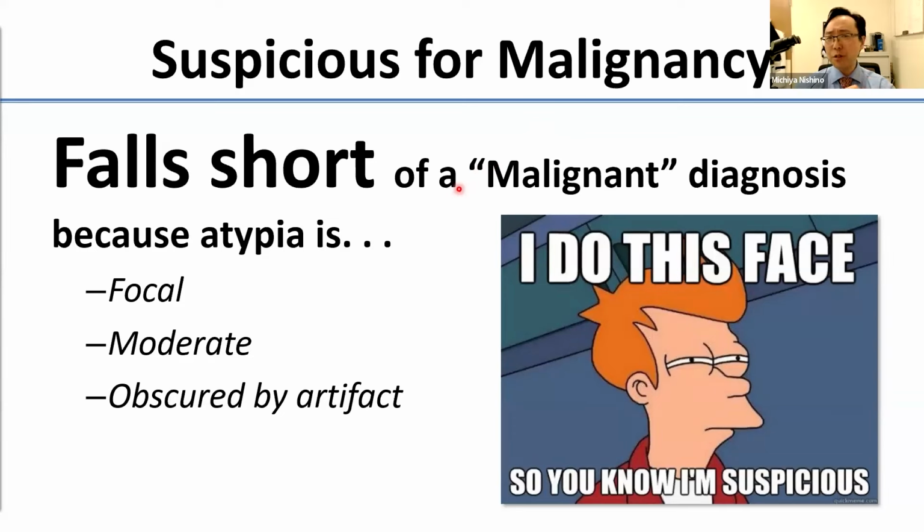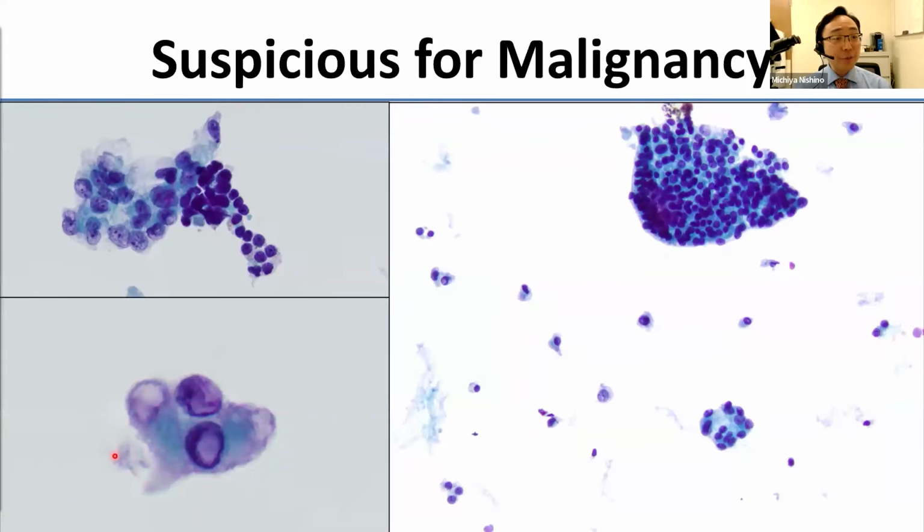Now, along the same lines, aspirates that we classify as suspicious for malignancy demonstrate cytologic features that are worrisome for cancer. And we're usually talking about papillary carcinoma here. But the sample falls short of a malignant interpretation because of quantitative or qualitative reasons. And some examples include aspirates where there's marked nuclear atypia. I mean, just look at that intranuclear pseudo-inclusion right there.